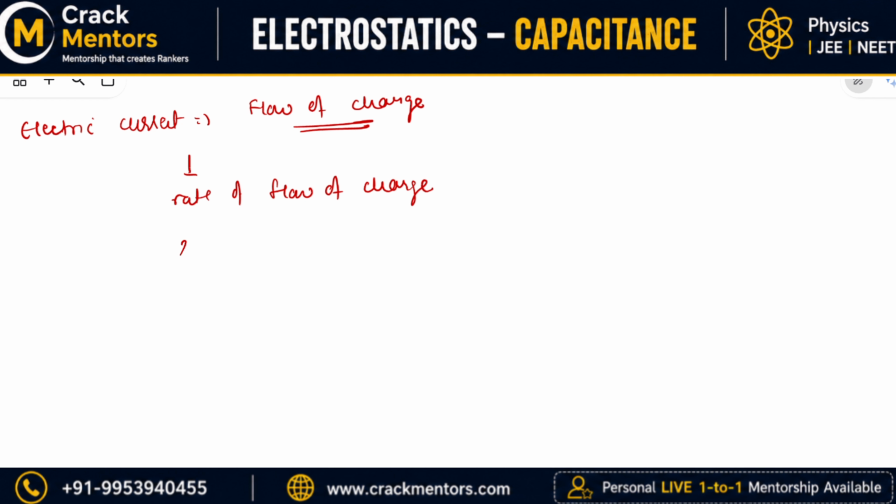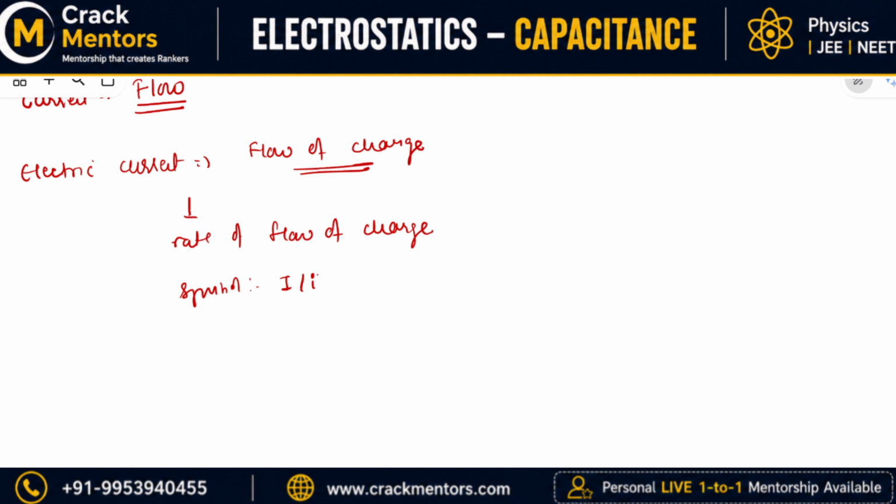Current is represented by the symbol I, or you can represent it by small i. My preference is to use small i because that is easy in your numericals. So the rate of flow of charge through a cross section placed perpendicular to the flow of charge.